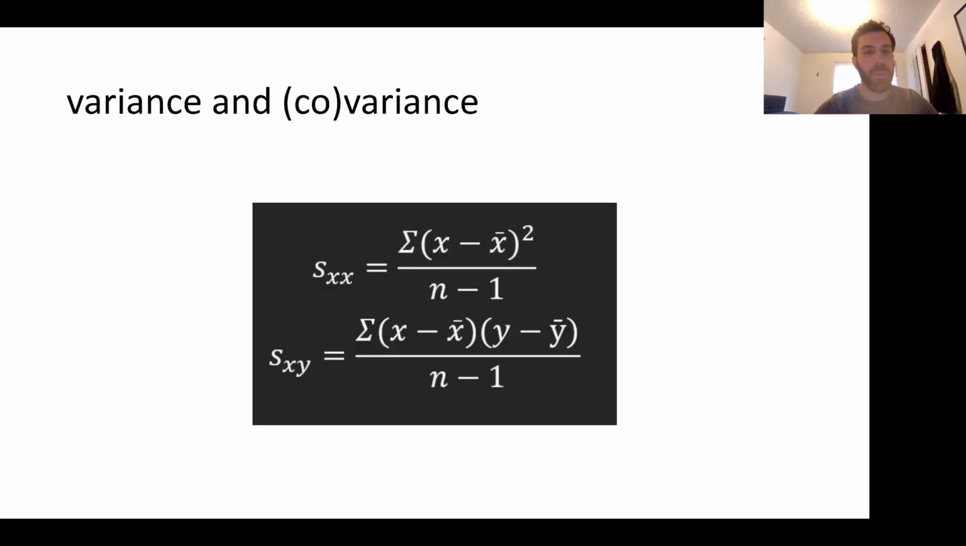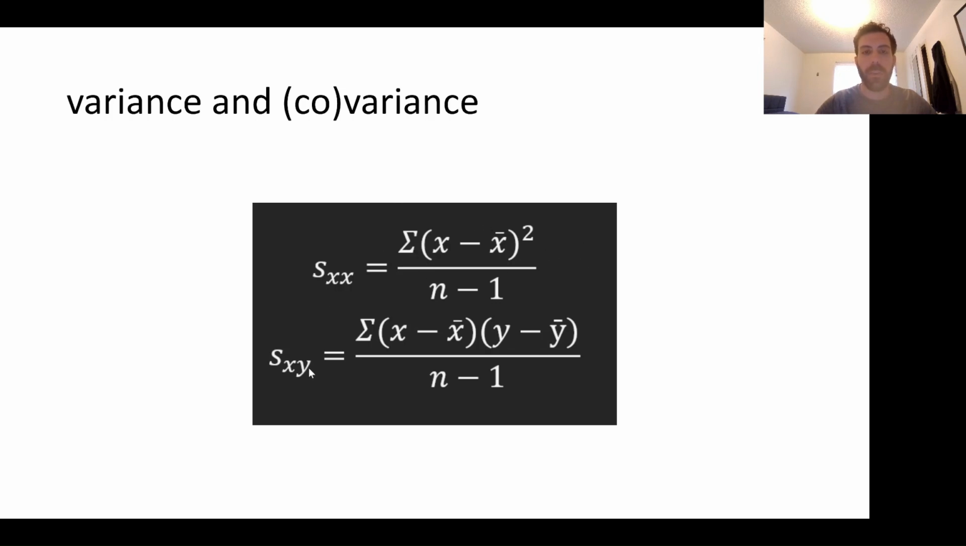So let's start by reviewing variance and covariance. Here we have the formula for the variance of x, right? And you might remember when I first introduced standard deviation, this was the formula just wrapped in a square root. So the variance is very similar, you've just squared it.